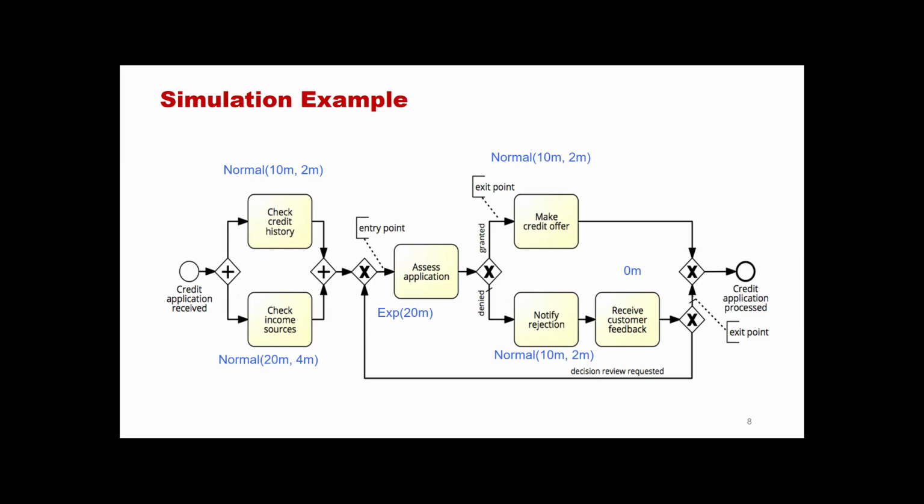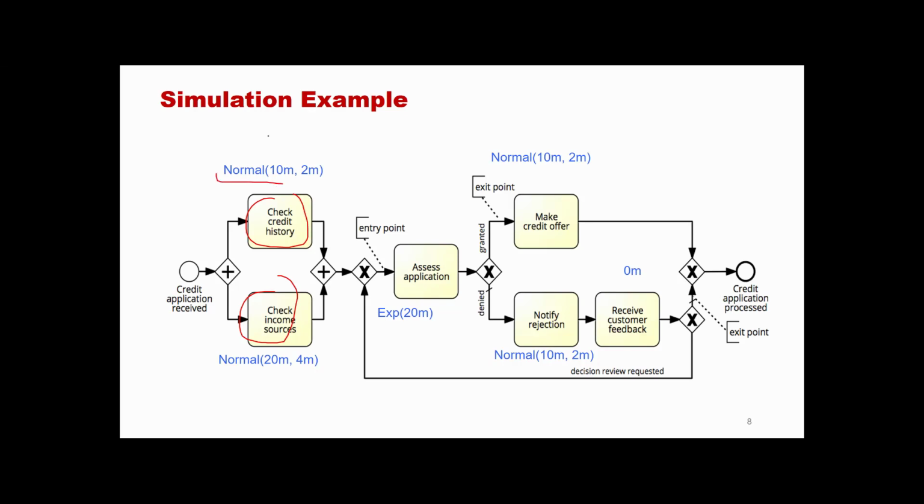So let me go back to my running example. Check credit history and check income sources are clerical tasks. You know, there's a certain checklist you have to do. There's a certain number of things you have to do. It's very repetitive. So this is likely to be a normal distribution.